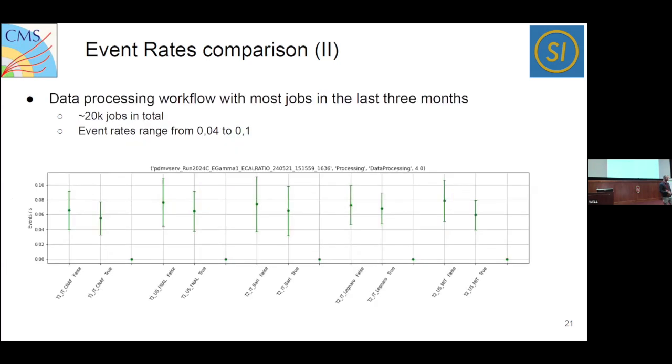This is another workflow, a different type of workflow. The one before was a Monte Carlo simulation. This is a data processing that is actually processing the data. It was 20,000 jobs. As you can see, it's a very different event rate.